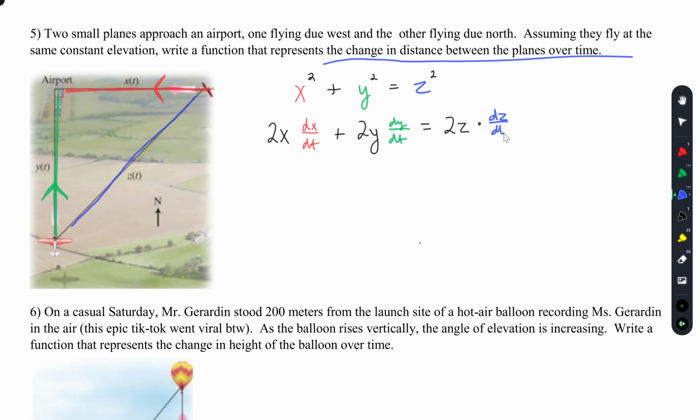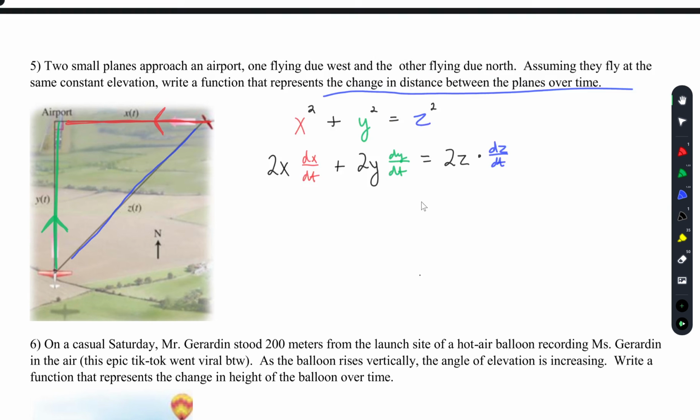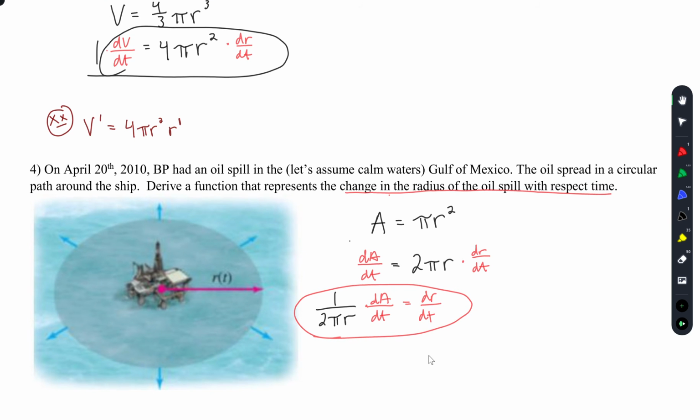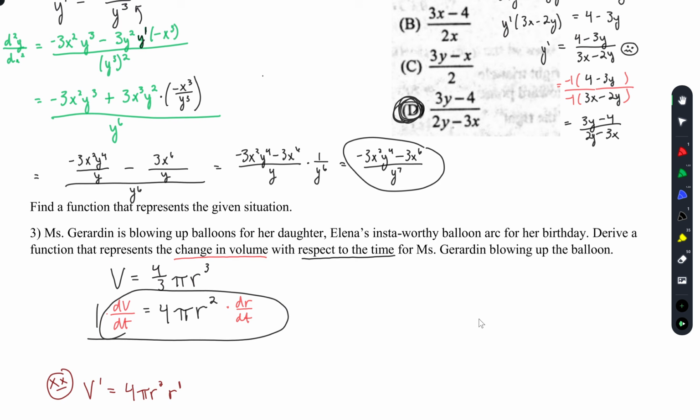So, three different rates that we're going to have to do. Now, here's the kicker. Do you remember that problem in the robotic textbook, where it was going left or right? What you want to pay attention to is when these derivatives are positive or negative. Like the ones we've been doing, these other two, these rates were strictly increasing because the oil spill was getting bigger and the balloons were getting bigger.